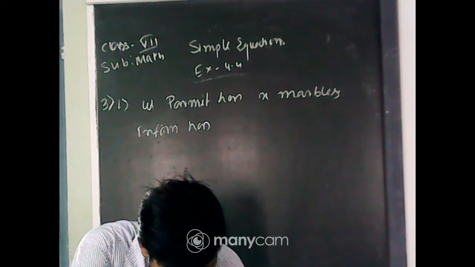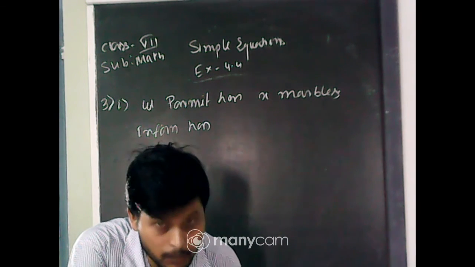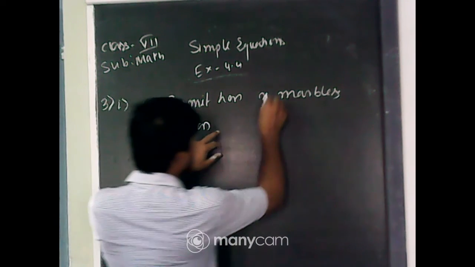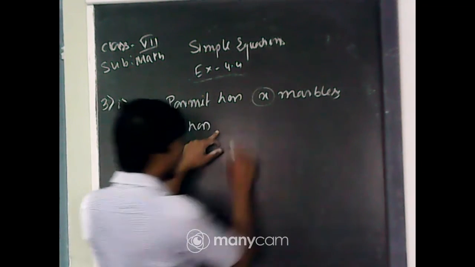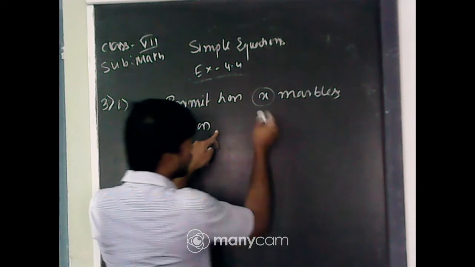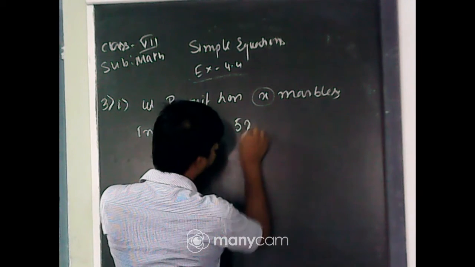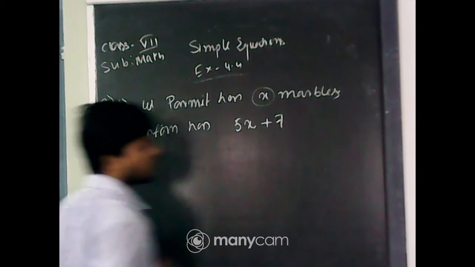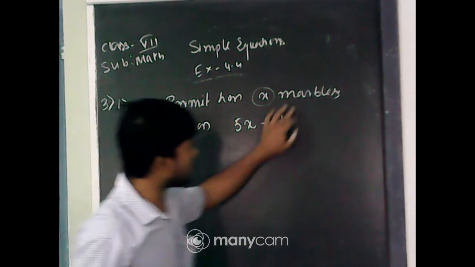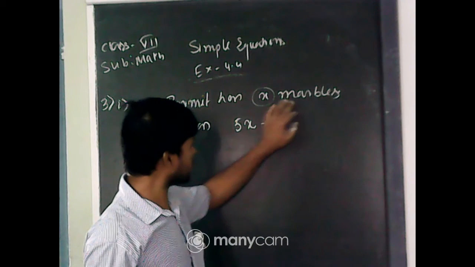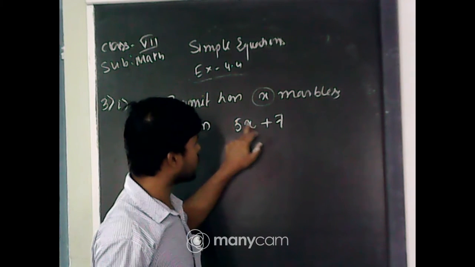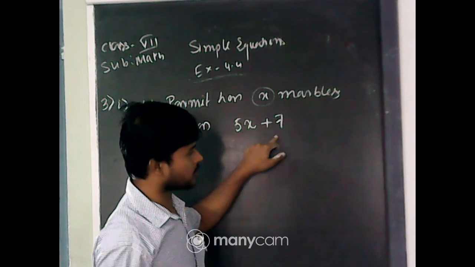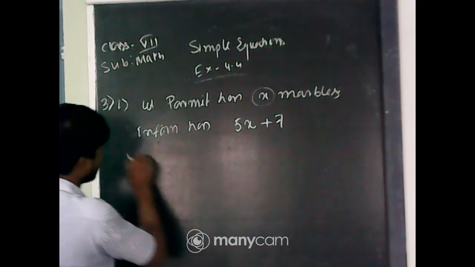Irfan says that he has 7 marbles more than 5 times the marbles Parmeet has. So 5 times the marbles Parmeet has. As Parmeet has X marbles, find 5 times X and 7 marbles more. So Irfan has 7 more marbles than 5 times the marbles Parmeet has. So 5x plus 7.